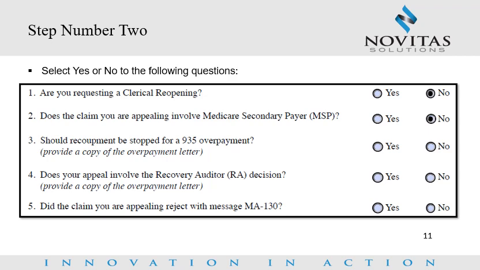Question 3. Should recoupment be stopped for a 935 overpayment? If the answer is yes, please provide a copy of the overpayment letter. For today's example, we are going to select no.